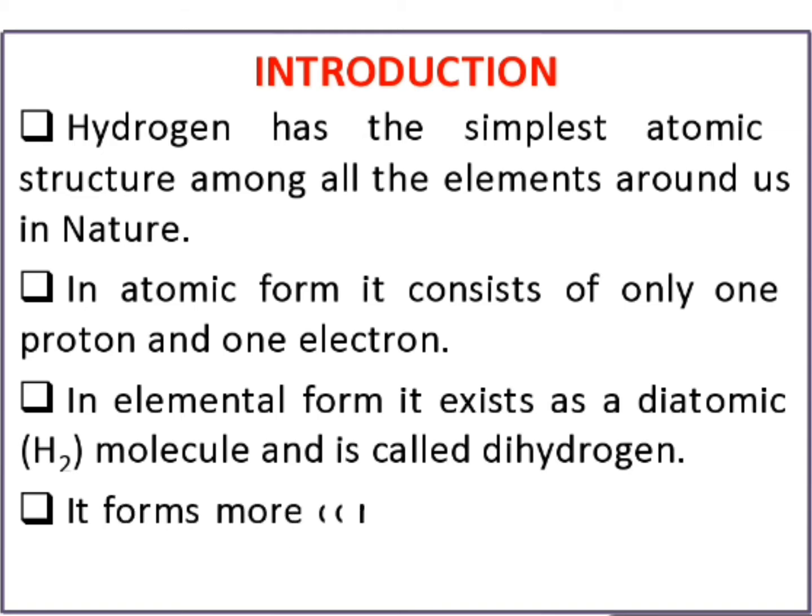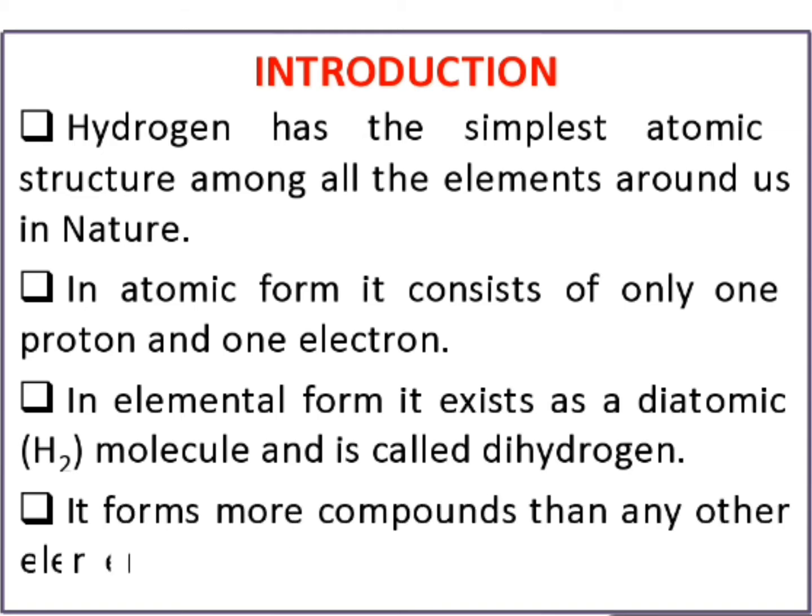The last point in the introductory part is that it forms more compounds than any other element. In the periodic table we have a total of 118 elements, and among these only hydrogen can form a large number of compounds with each and every element. With carbon, it forms CH4, C2H6, and many other hydrocarbons. With oxygen, water. So with all elements hydrogen can form compounds, and that's why it has a variety of compounds.